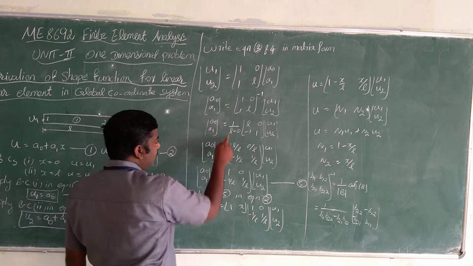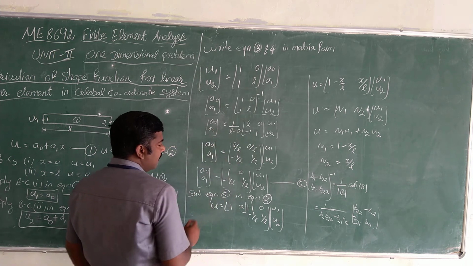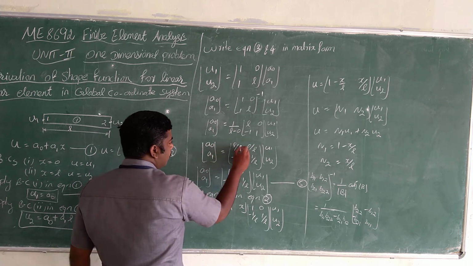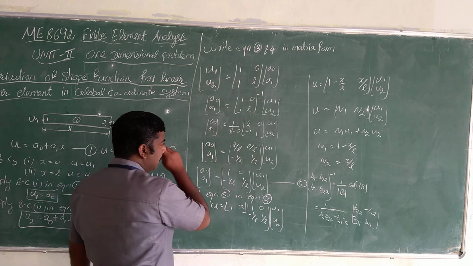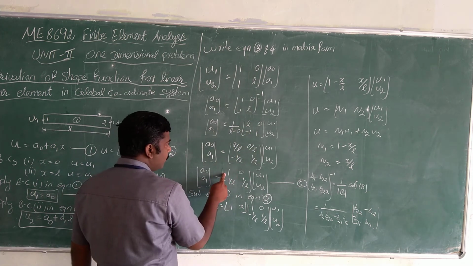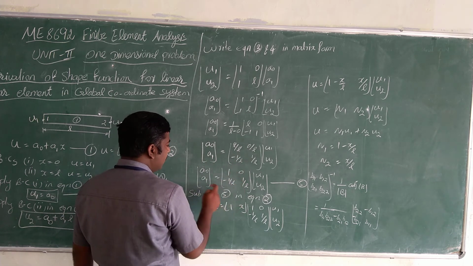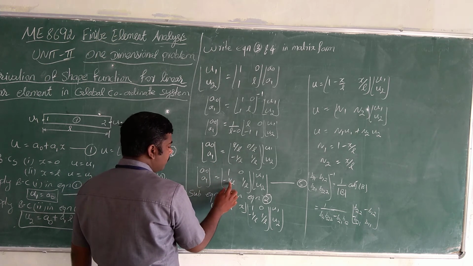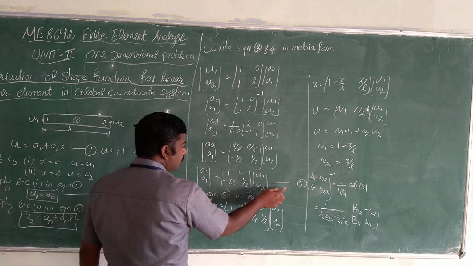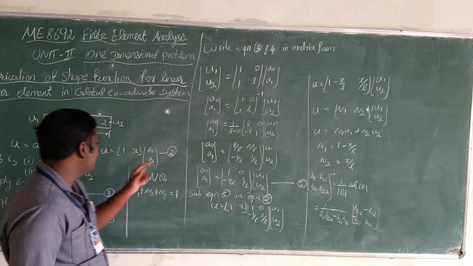So simplify: 1 by L, and bring this 1 by L inside the matrix and simplify it. L cancels: 1 by L, 0 by L, minus 1 by L, 1 by L. Therefore 1, 0 (0 divided by any number equals 0), minus 1 by L, 1 by L. So a0 a1 equal to the matrix 1 0, minus 1 by L, 1 by L, times u1 u2. That is equation 5.